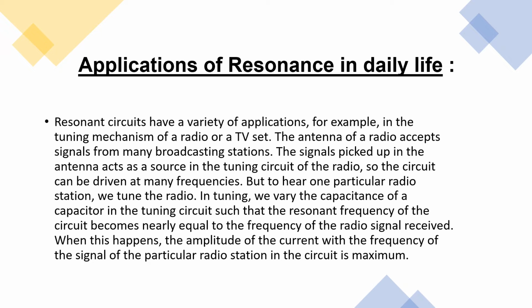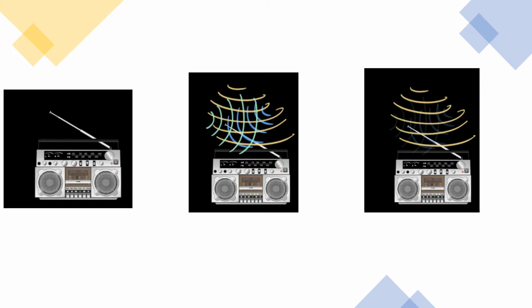In tuning, we vary the capacitance of a capacitor in the tuning circuit such that the resonant frequency of the circuit becomes nearly equal to the frequency of the radio signal received. When this happens, the amplitude of the current with the frequency of the signal of the particular radio station in the circuit is maximum. Let us try to understand the concept of radio tuning.